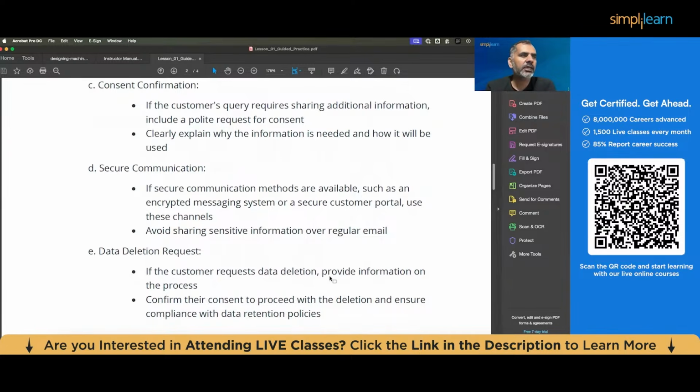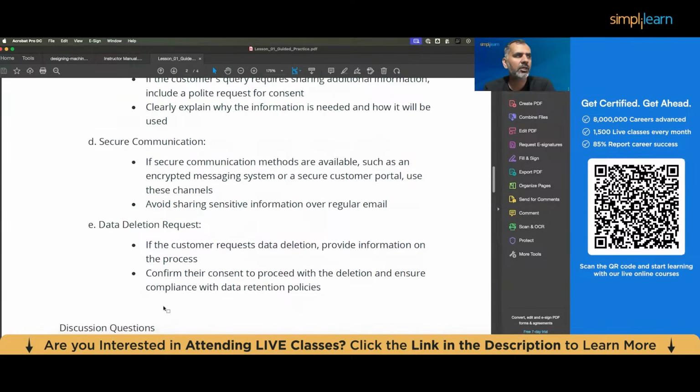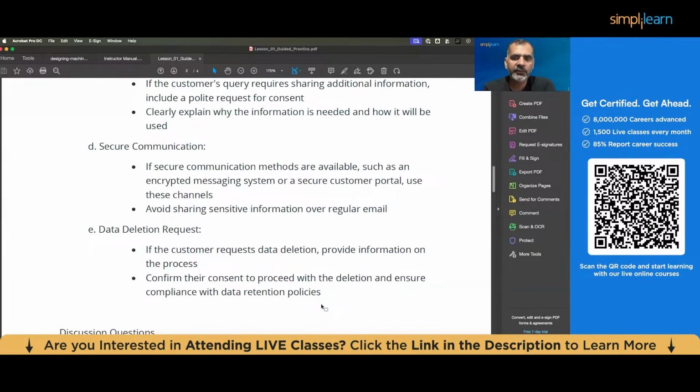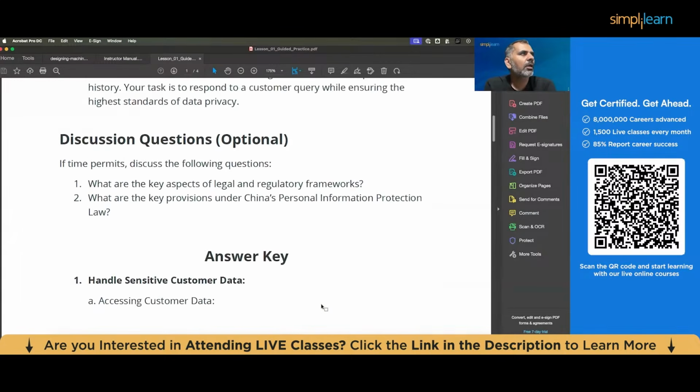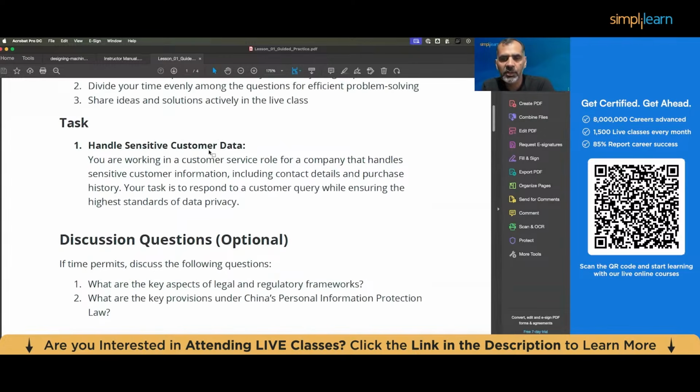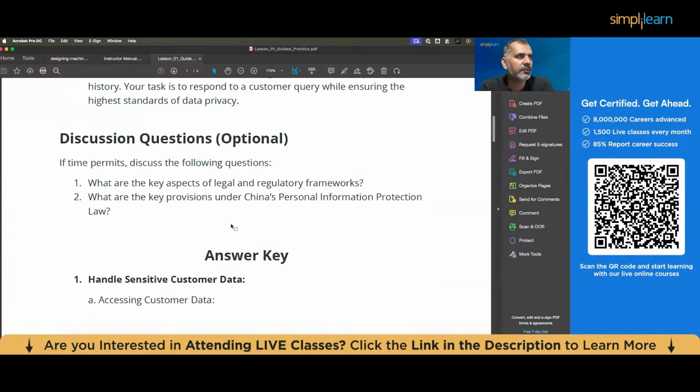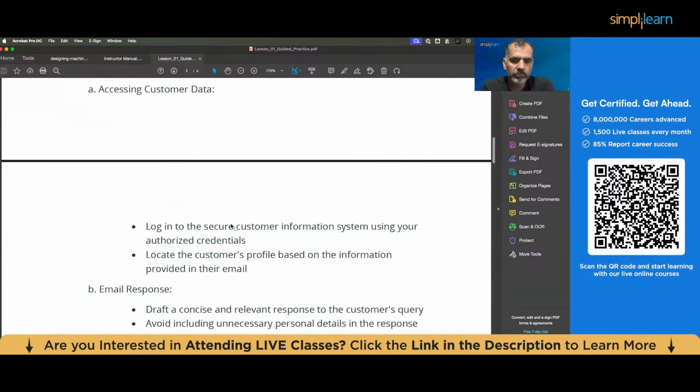If the customer requests data deletion, provide information on the process and confirm their consent to proceed with the deletion to ensure compliance. So once the task is fulfilled, you should request to delete that information. That way, you are actually securing your customer's sensitive data. Are we clear with these steps, guys? This is all theoretical. This is all ethical, how you should respond to such sensitive issues, guys.